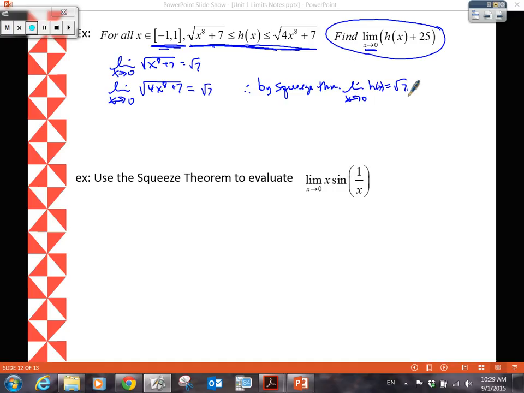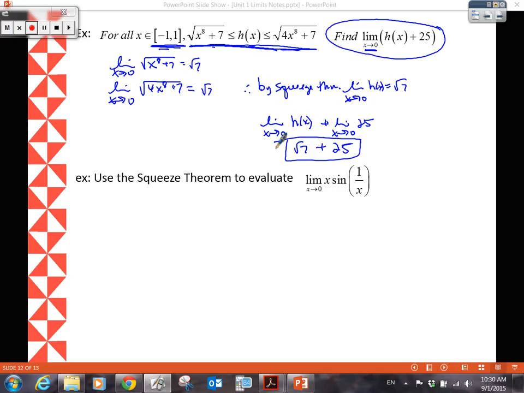Now let's do the final thing they asked us for, which is to find this limit. I'm going to rewrite it using limit laws. You don't have to, you could go straight to the answer if you want to, but I'm going to rewrite it using a limit law. So the limit as x goes to 0 of h of x plus the limit as x goes to 0 of 25. We know this limit is the square root of 7, and we know the limit of a constant is the constant. So this is our answer. How are we with that?